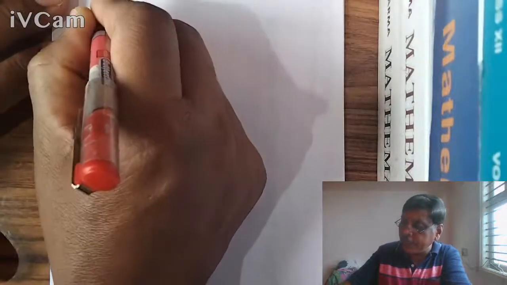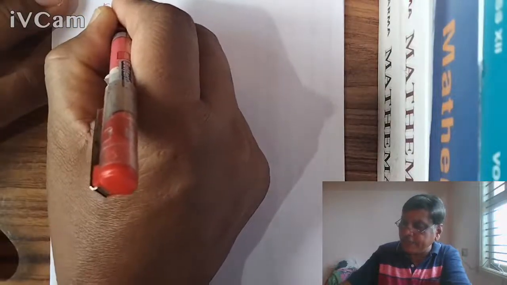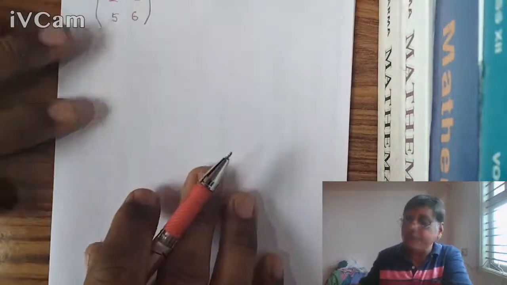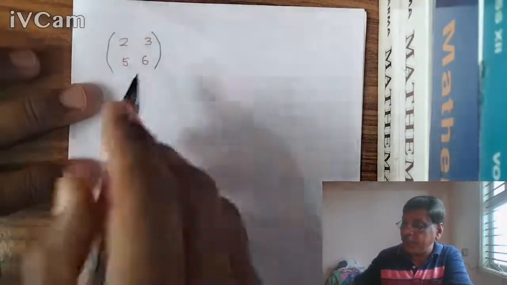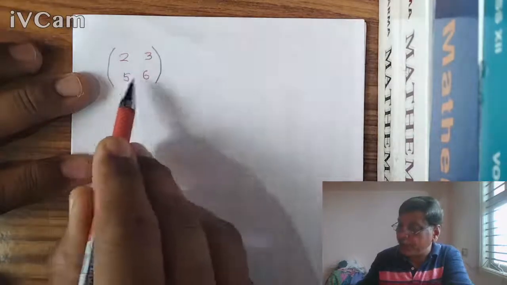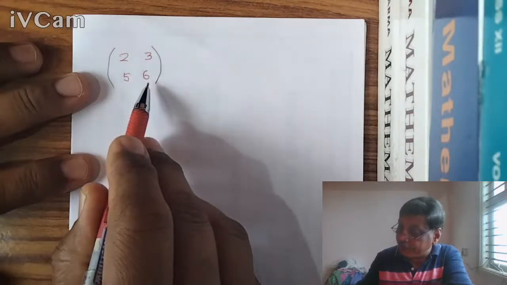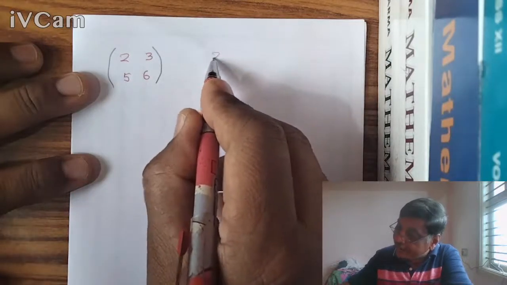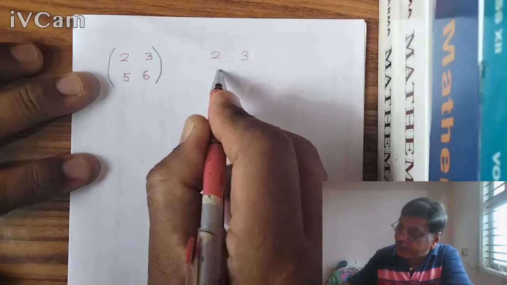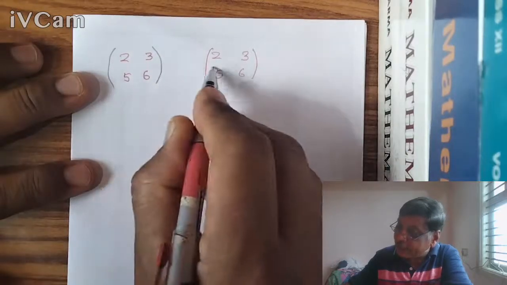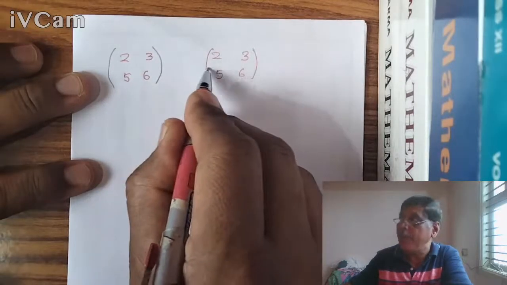2, 3, 5, 6 is a matrix. This is a matrix of order 2 cross 2. Suppose I have considered the matrix 2, 3, 5, 6. If it gets photostatted, what do we get? We get again the same matrix, 2, 3, 5, 6. Is it right? So these two matrices are said to be equal.